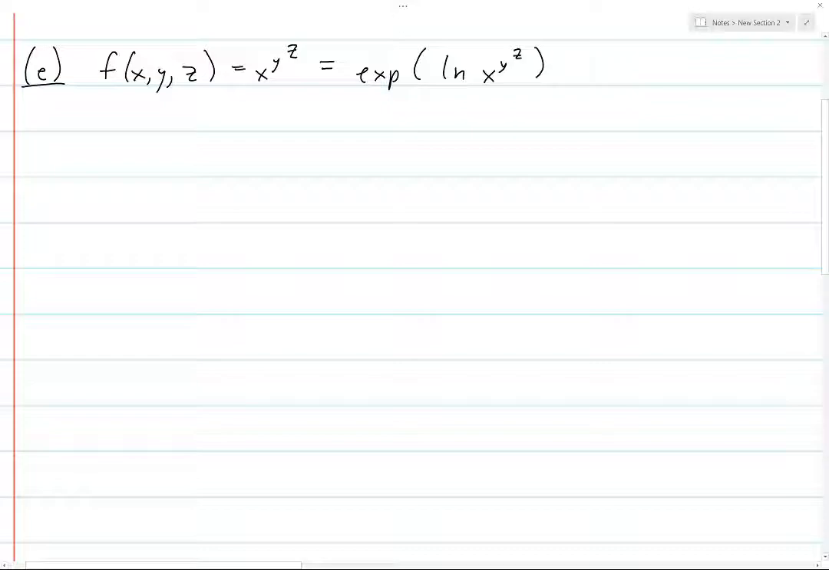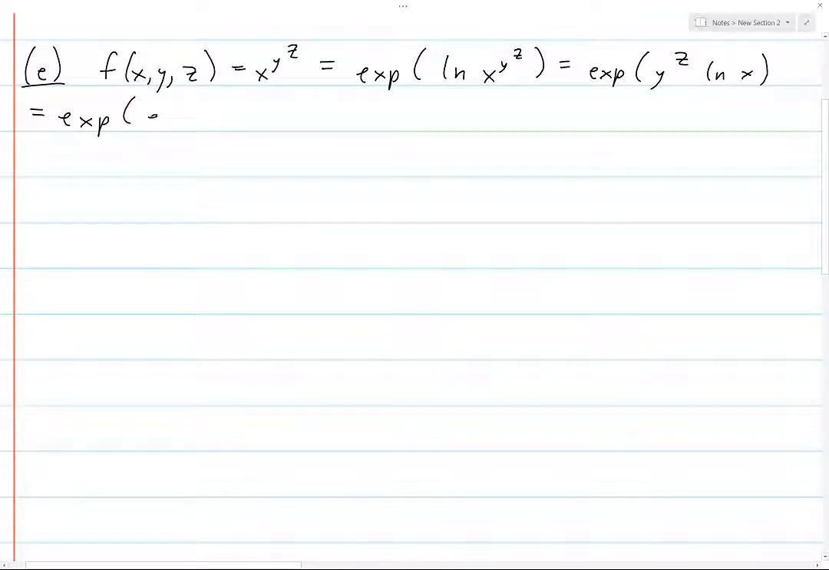But because this is x to the power of y to the power of z, when we want to bring down the exponent, we bring it down like this. The y to the z comes down, and natural log of x remains. It's not this, as opposed to bringing down the z and having x to the y being what remains in the natural log.